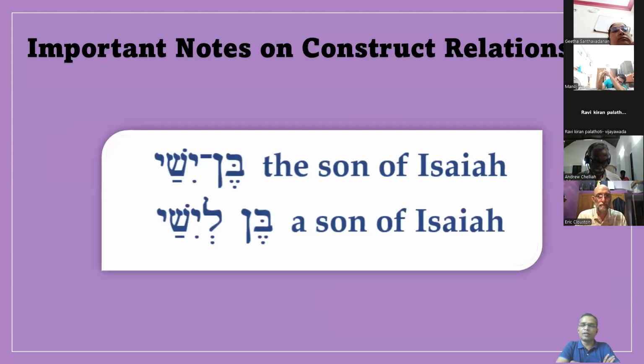The previous one, Yishai, is a proper name, so the translation is the son of Jesse. But in the second one, you see, the writer purposely is saying that the construct state doesn't need a definite article, in order to say that one of the sons of Jesse, a son of Jesse.